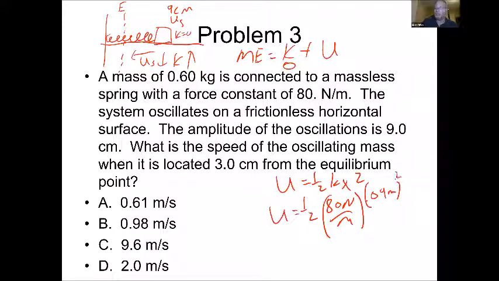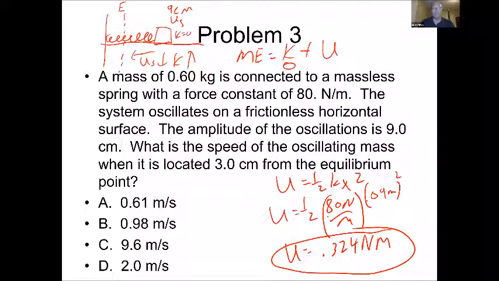Again, I converted that centimeters to meters. So let's calculate 0.09 squared times 80 times 0.5. And when we do that, we get a maximum elastic potential of 0.324 newton meters or joules.